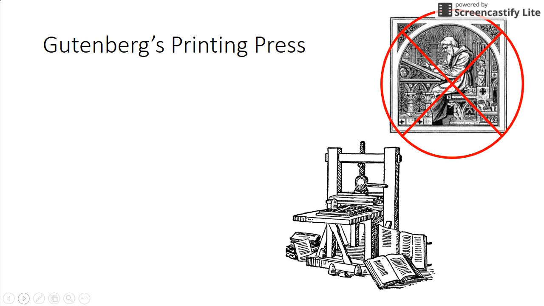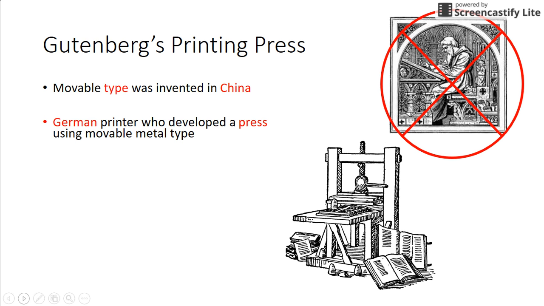And now we get to Gutenberg, probably one of my favorite names to say. Gutenberg took the idea of movable type, which was invented in China, and improved on it. Now, he is from Germany, and he developed a press using this movable metal type. And you can see the press right here.